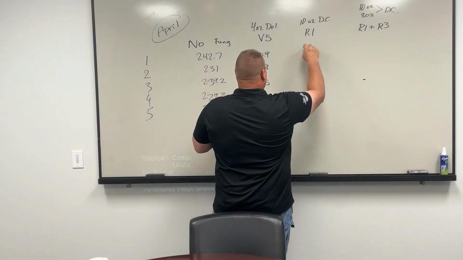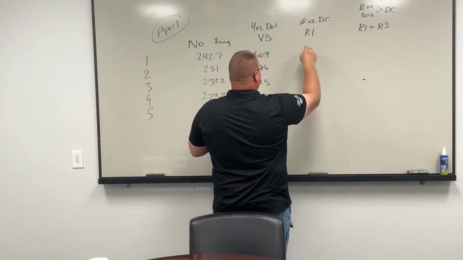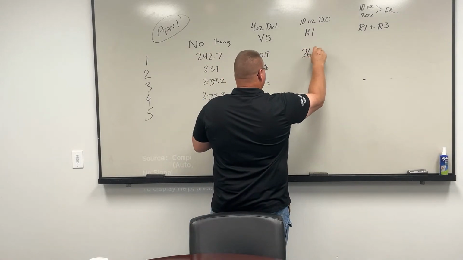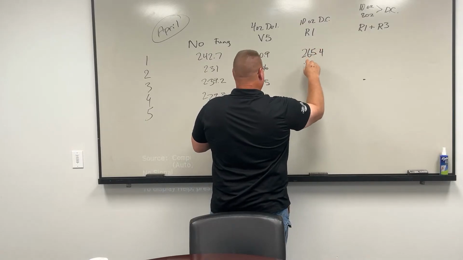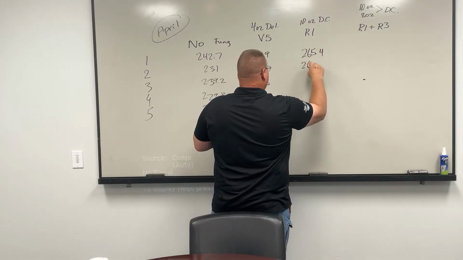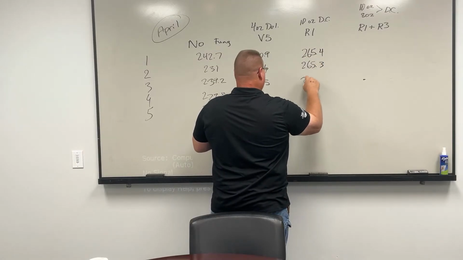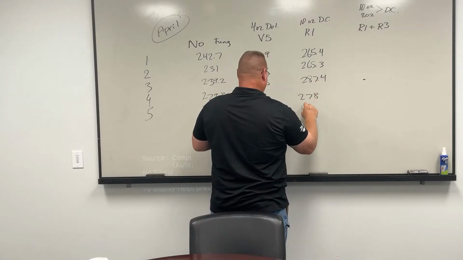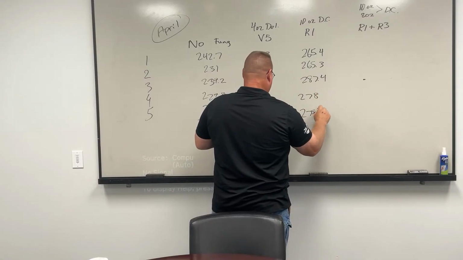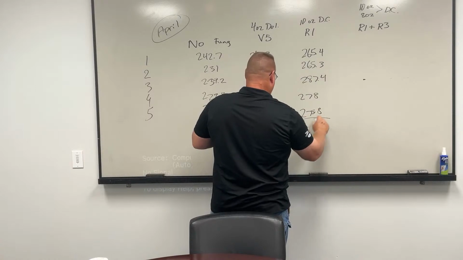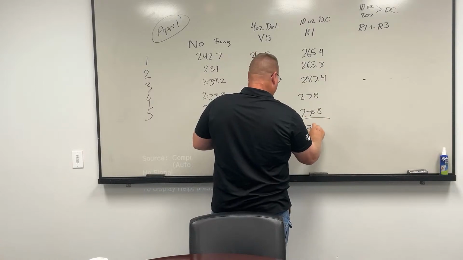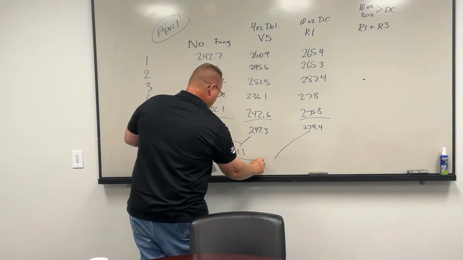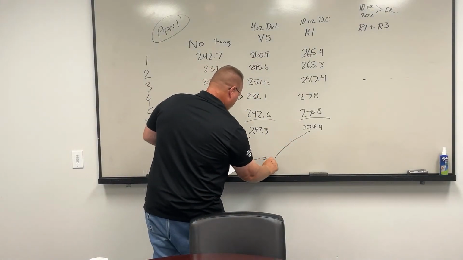So we made an R1 application. So this is an R1 only. So this isn't V5 plus R1. This is just R1. 265.4, 265.3, 287.4, 278, 275.8, average 274.4, yield delta 38.2 bushel.